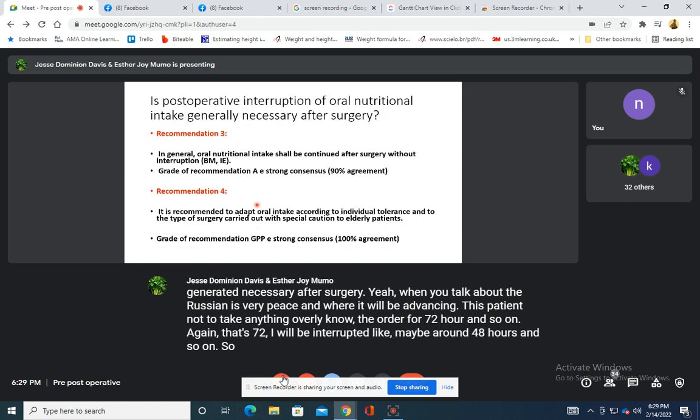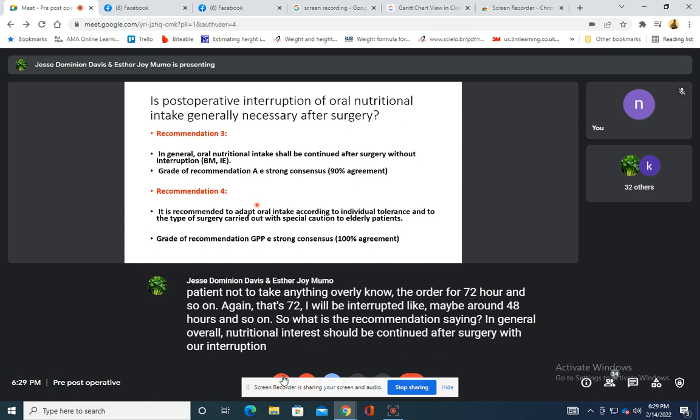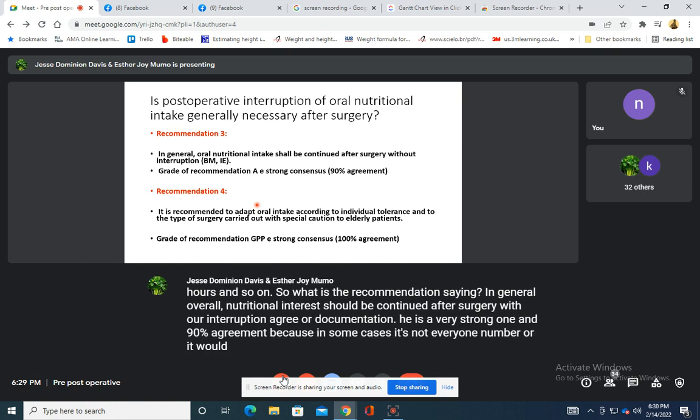So what is the recommendation saying? In general, oral nutritional intake should be continued after surgery without interruption. Grade of recommendation is a very strong one and 90% agreement. Because in some cases, not everyone is able to tolerate it. That's where the 10% is located.